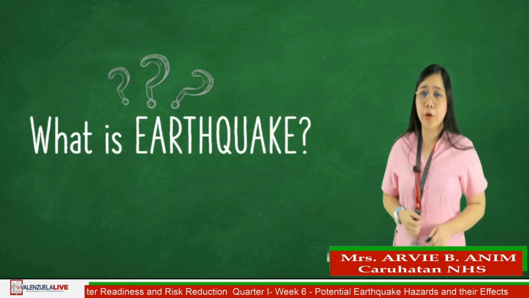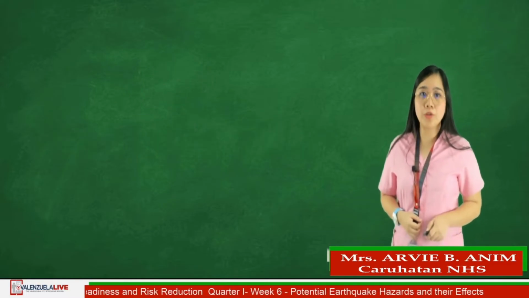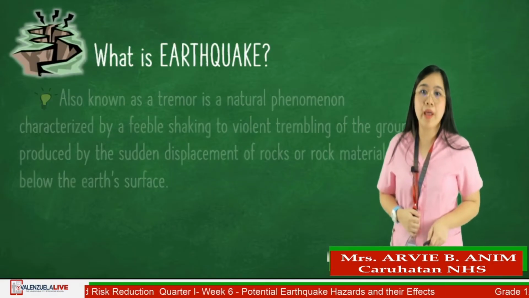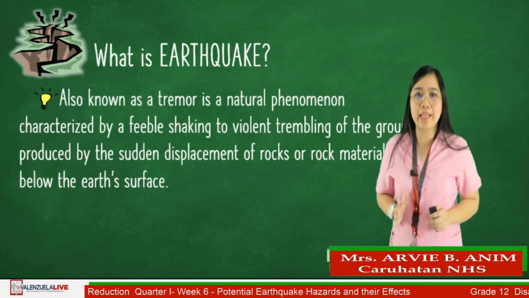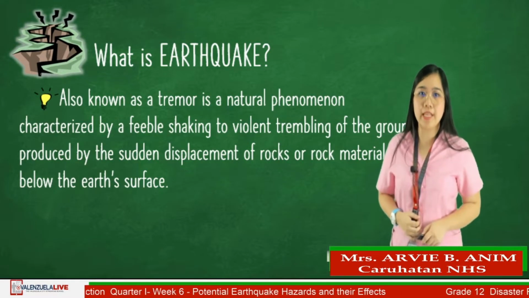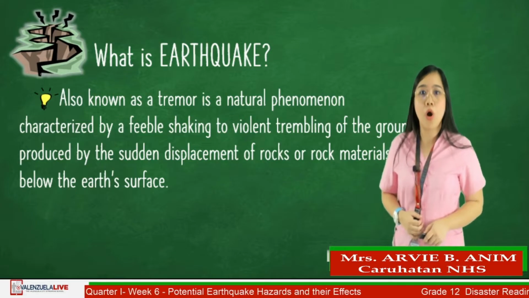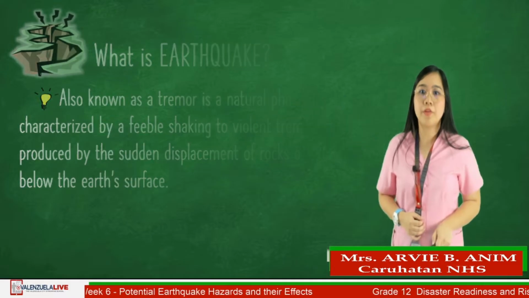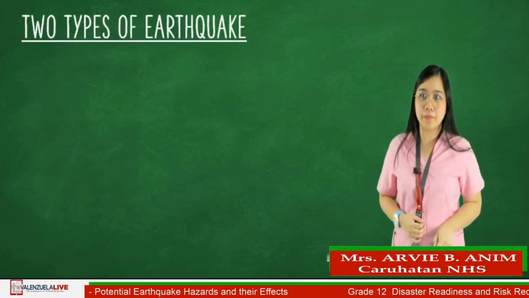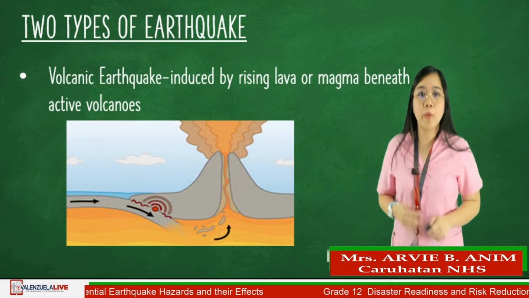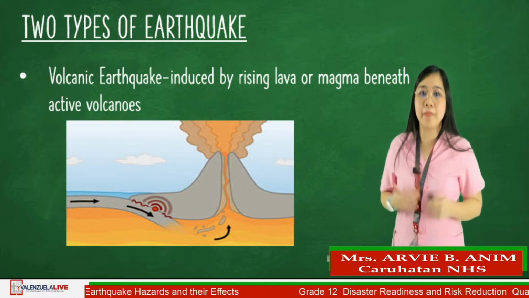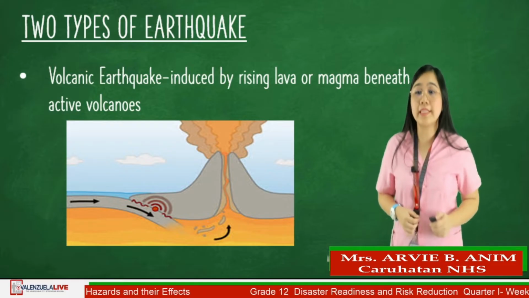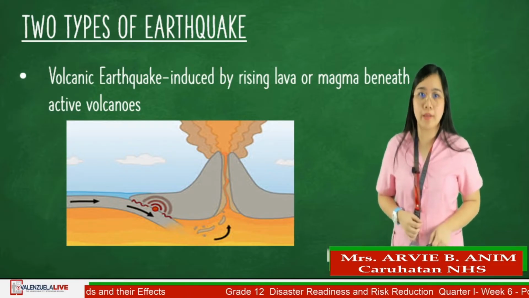But what is an earthquake? Earthquake is also known as a tremor, a natural phenomenon characterized by a feeble shaking to a violent trembling of the ground produced by the sudden displacement of rocks or rock materials below Earth's surface. There are two types of earthquakes. Earthquakes induced by rising lava or magma beneath active volcanoes are called volcanic earthquakes. This is the first type of earthquake.